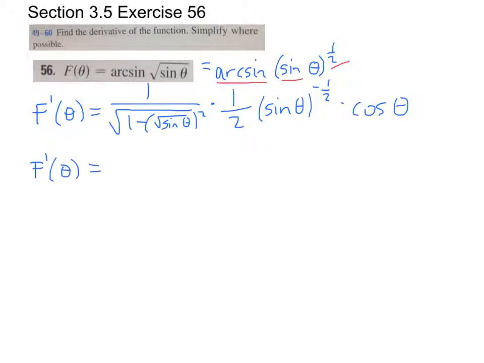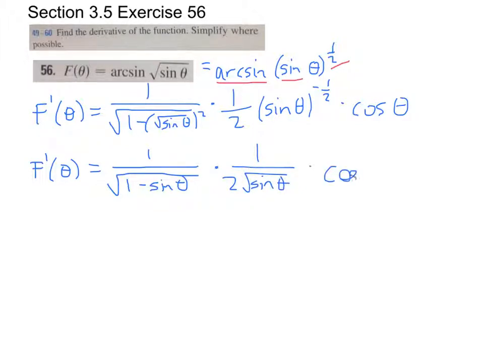For our first term, we have a square root of sine squared, so we can rewrite that as the square root of 1 minus sine of theta. And then our sine of theta to the negative 1/2 means we're taking the square root of the sine, but in the denominator. So we have 1 over 2 square root sine of theta, and we can't do anything with the cosine, so we leave that the way it is.